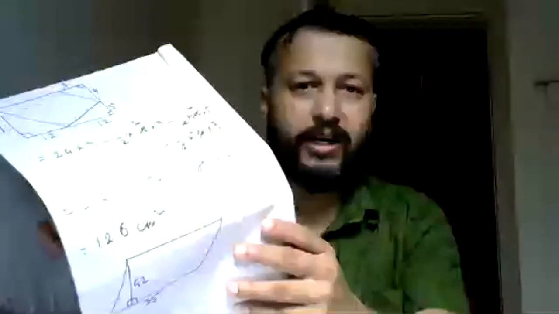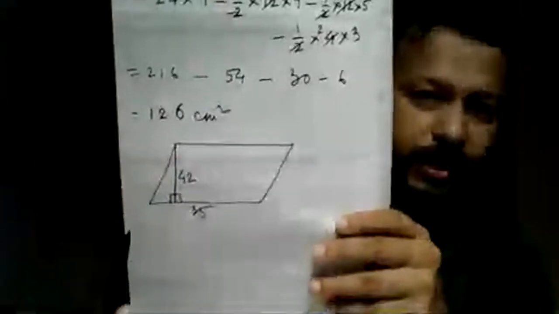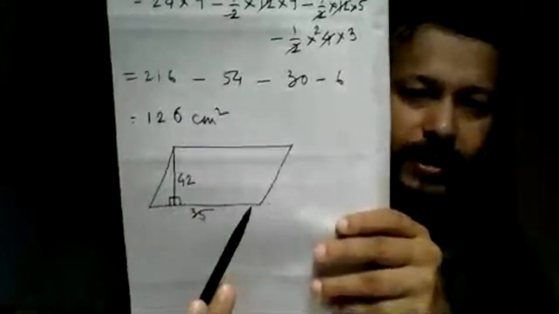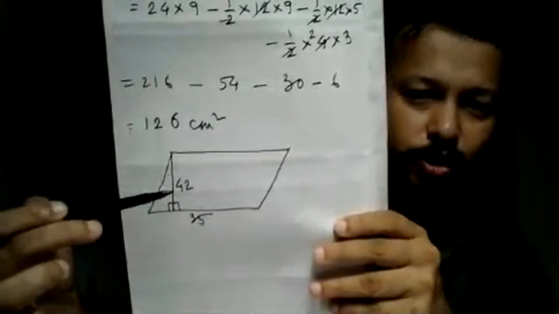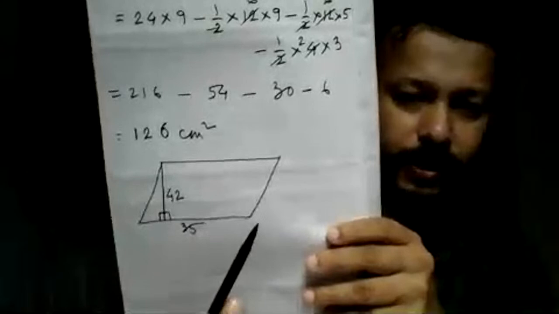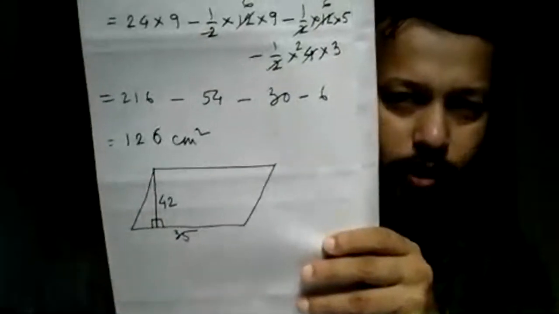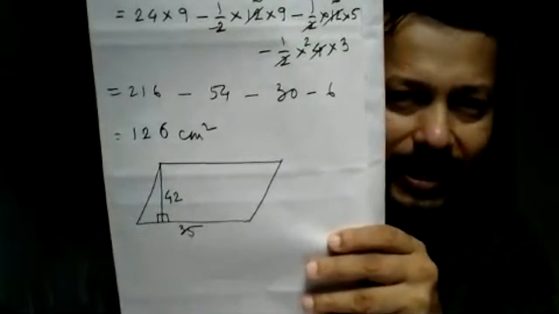I will discuss the question. You will understand, it's an easy question. The base and corresponding altitude are 35 and 42. See this figure and try to understand. This is 35, base is 35 and altitude is 42. Understood? Base 35, altitude 42. So what will be the area of it?